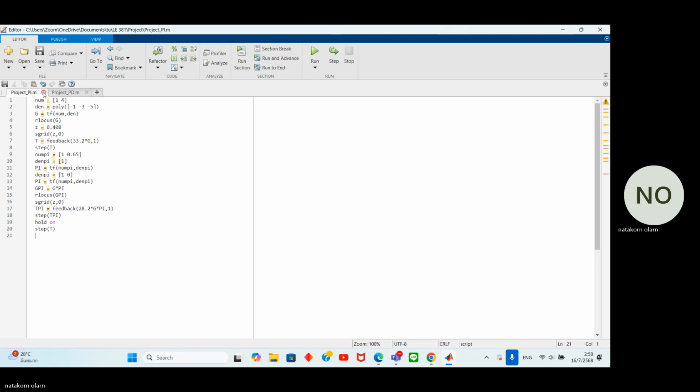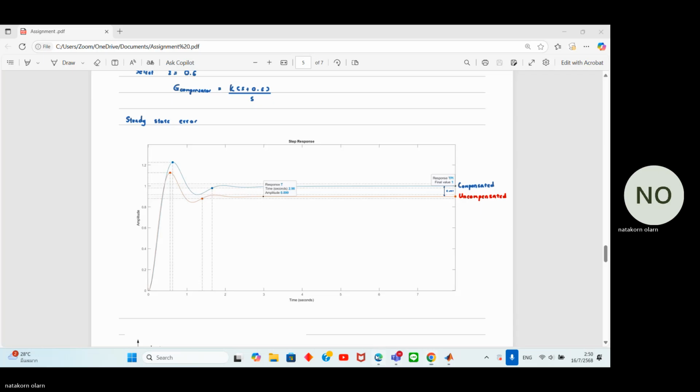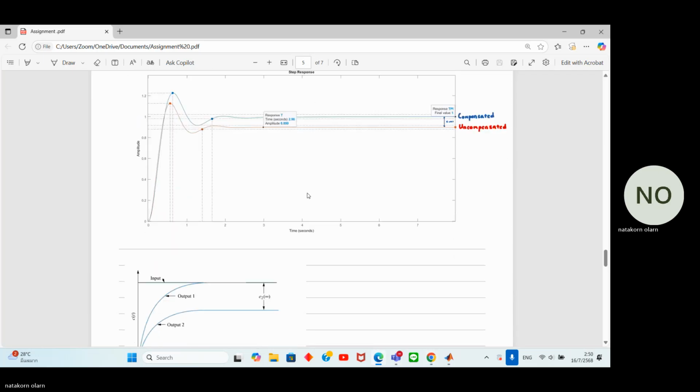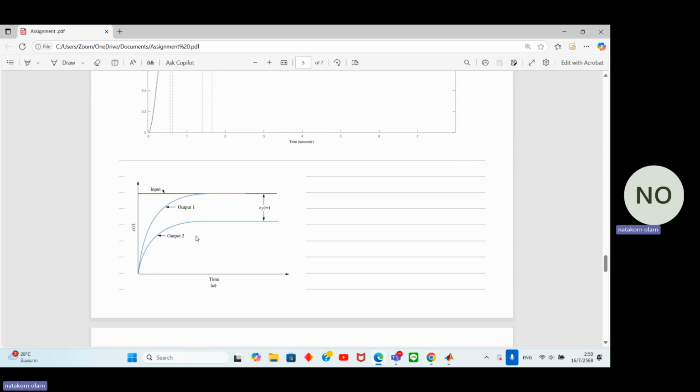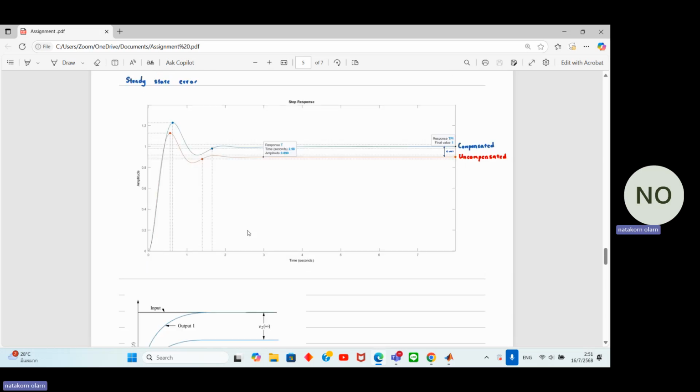Save it. And the next one is for the PI controller. This is the file that I need.